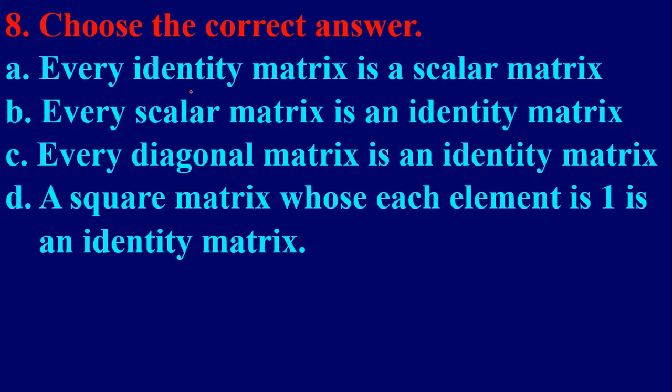So next question. Choose the correct answer. Every identity matrix is a scalar matrix, or every scalar matrix is an identity matrix, or every diagonal matrix is an identity matrix, or a square matrix whose each element is 1 is an identity matrix. Now we see the first one, A. Every identity matrix is a scalar matrix. Now suppose you consider one identity matrix: 1 0 0, 0 1 0, 0 0 1. Now this is a square matrix where all the diagonal elements are the same. So therefore this is also a scalar matrix. So option 1 is correct.